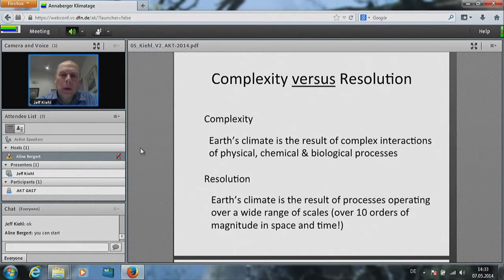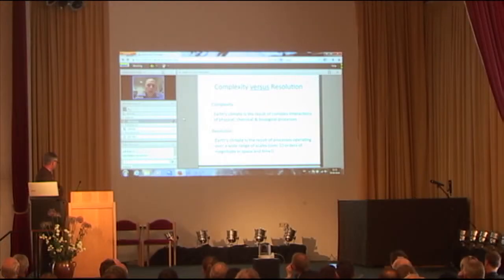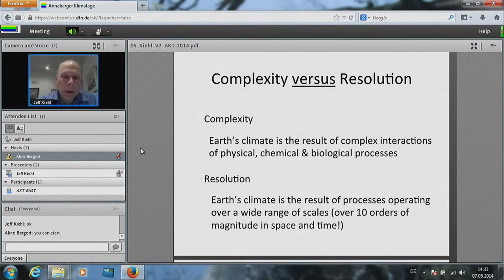Complexity: Earth's climate is the result of complex interactions. It's not just a physical climate system. It's physical, it's chemical, and it's biological. And these processes integrally interact with one another to create the climate system that we see. In terms of resolution, we know that Earth's climate is the result of processes operating over a wide range of space and time scales. In fact, it's actually over a range of 10 orders of magnitude in space and time.